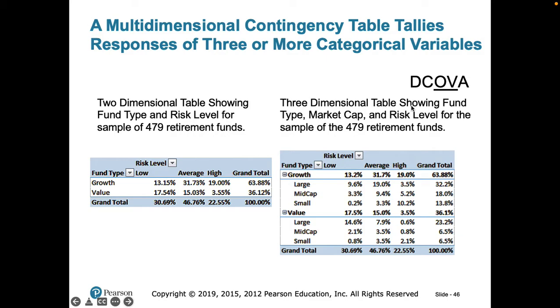And on the 3-dimensional table here, we have the type, the market cap, and risk level for the sample of 479 retirement funds. So you have all of those. So again, you want to keep this to no more than 4, because once you go over 4, it could be too much data and it could be convoluted, and it loses the value that you're trying to present.